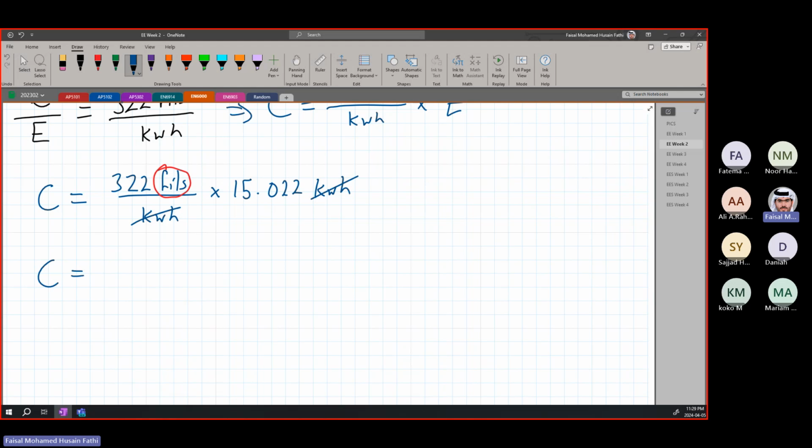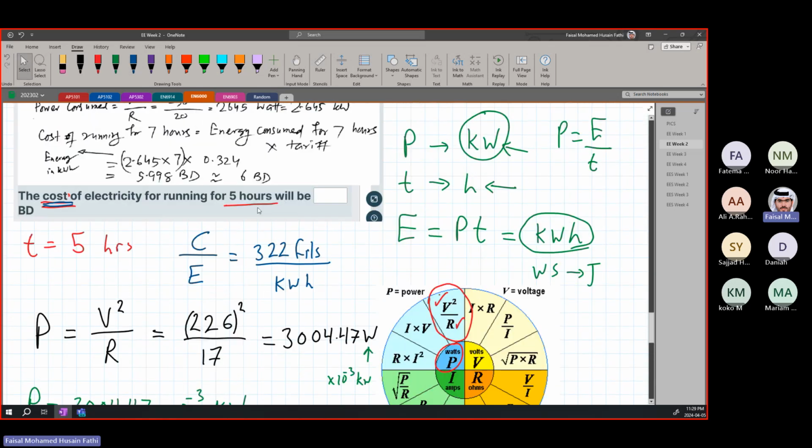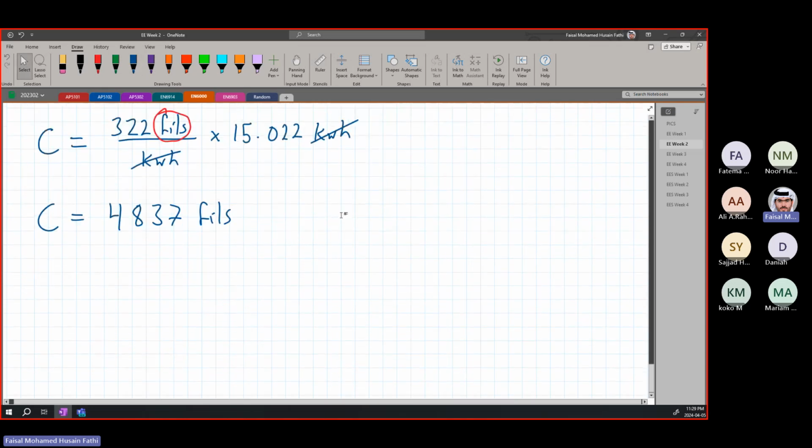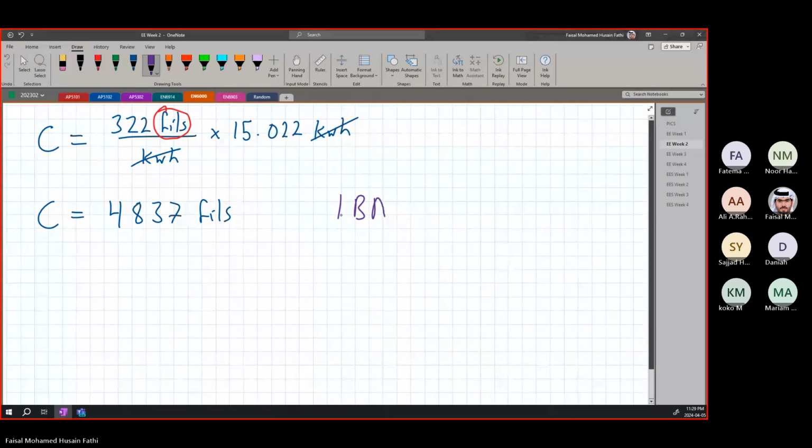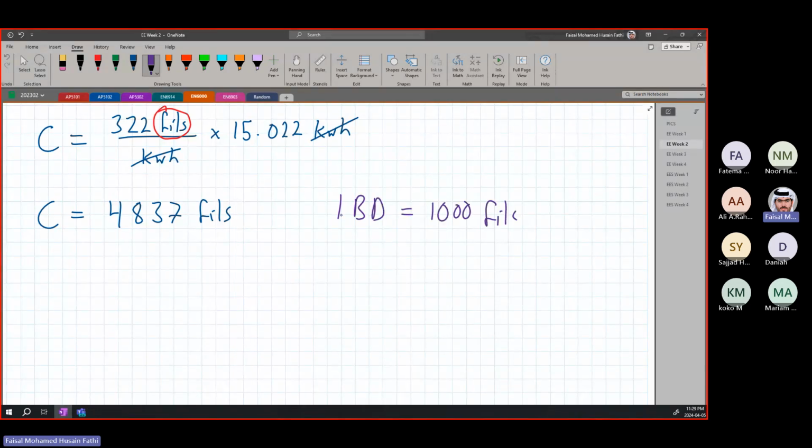So the cost equals 4837 fils. Now let's go back to the question. The question says they want the cost in what? They want the cost in BD, dinar, not in fils, they want it in dinars. We know that 1 BD is equal to 1000 fils, right? 1 BD has 1000 fils. So we need to convert this cost into BD. C is equal to 4837 fils.